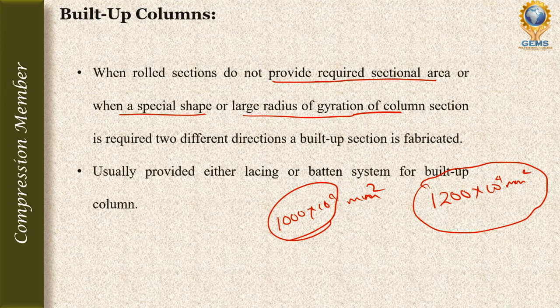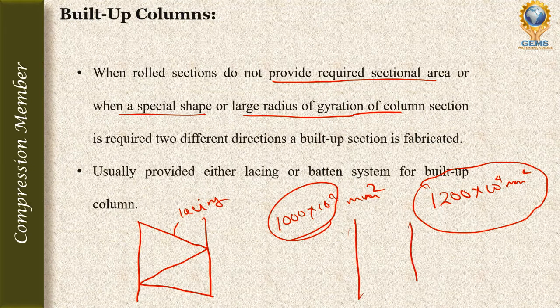Usually these build-up sections are provided with either a lacing system or a batten system. Lacing system means, if it is a column, this type is a lacing, and the batten system is this type. We will call it a batten system.